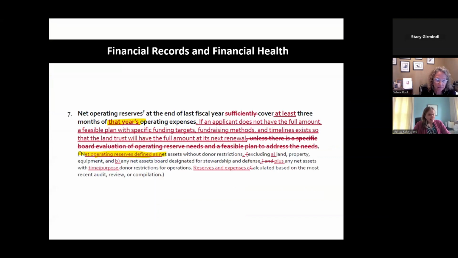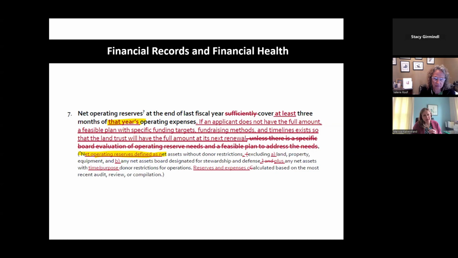So, diving in. The first requirement that had some more major changes is under the financial records and financial health section, about an operating reserve. I will say the operating reserve level, which is having 3 months of operating expenses, has not changed. That has been the standard for the requirement, but we are trying to add some language to clarify it.